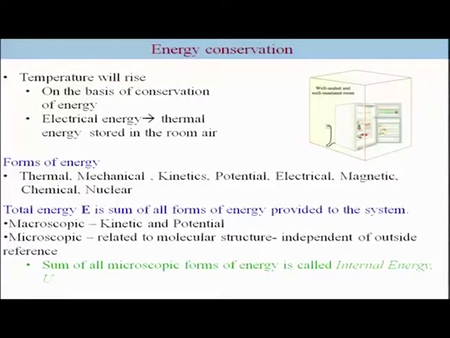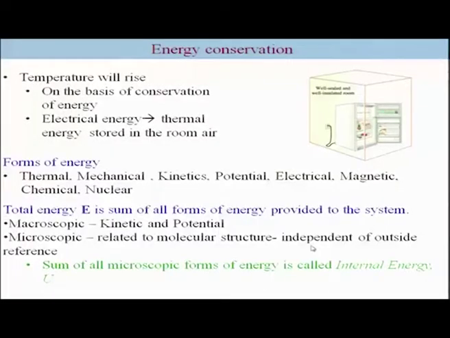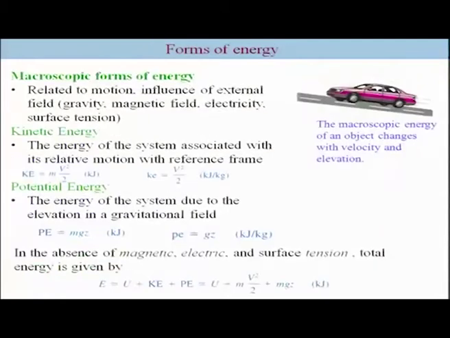There are two parts of the energy. One is macroscopic energy, which is kinetic and potential energy. The other is related to the molecular motions or the molecular structure, which is called microscopic energy, and it is independent of outside reference. Whereas, of course, macroscopic energy does depend on the outside reference. Now, the sum of all the microscopic forms of energy is called internal energy, which we often represent by U.